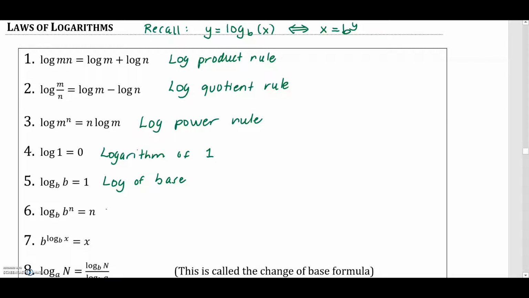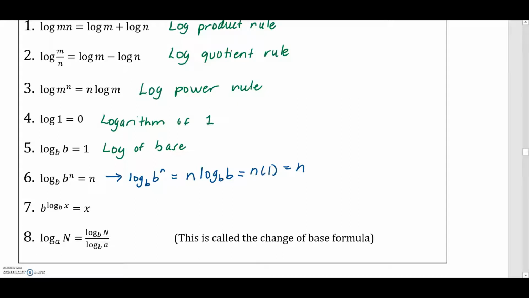Rule number 6 relates to number 5 because we can use our power rule. So first you use rule 3, where log of base b of b to the n is equal to n multiplied by log of base b of b, using the power rule. And now using the log of base rule, we know that log of base b of b is equal to 1. Therefore, this entire expression reduces to n. Rule 7 states that b to the power of log of base b of x is equal to x.